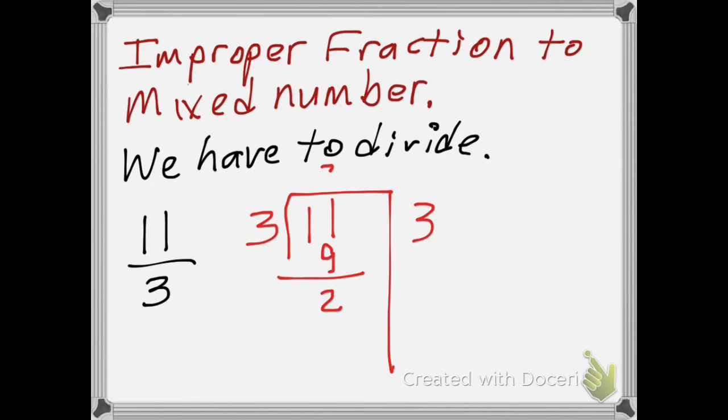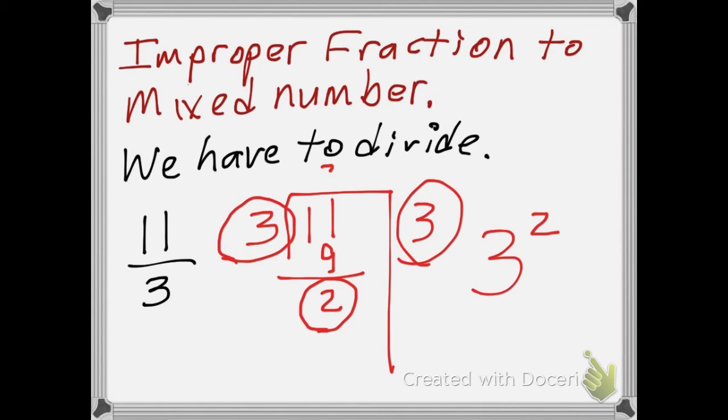Now we're done because 3 isn't going to go into 2. So let's make our mixed number. The whole number is over here, so we have 3. The numerator, or the top number, is down here, so we're going to have a 2. And the denominator, or the bottom number, is there, so we're going to have the 3.